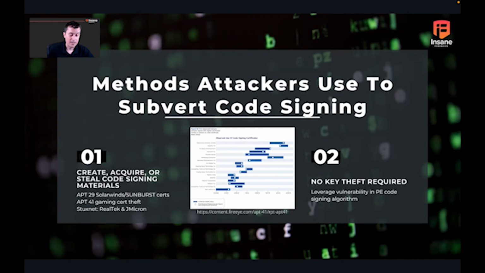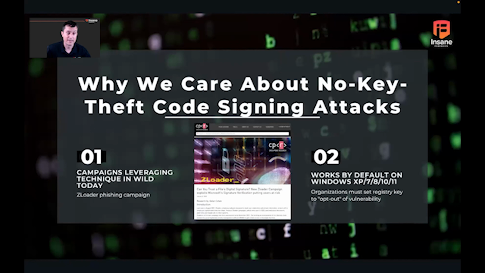For the OT crowd, Stuxnet did use two, a Realtek and a JMicron. They were able to sign binaries and other files using the stolen cert there. The other side, what we're going to focus more on today, is the no key theft required. This is leveraging vulnerabilities in the file format or how that certificate is actually used. It sounds like a lot when you have to steal that cert, but it's not necessary to actually steal the cert or the signing key, depending on the file.